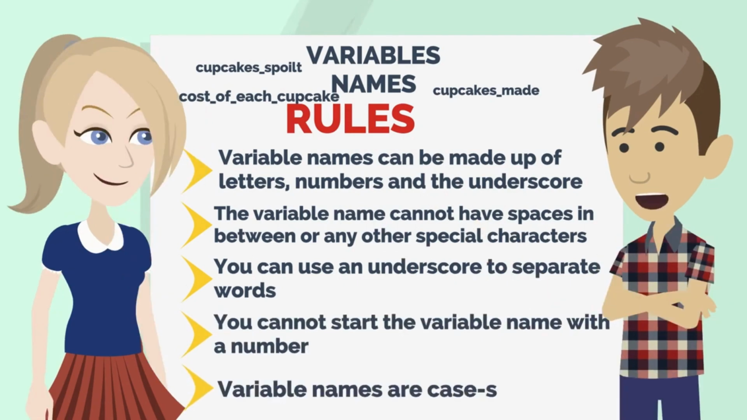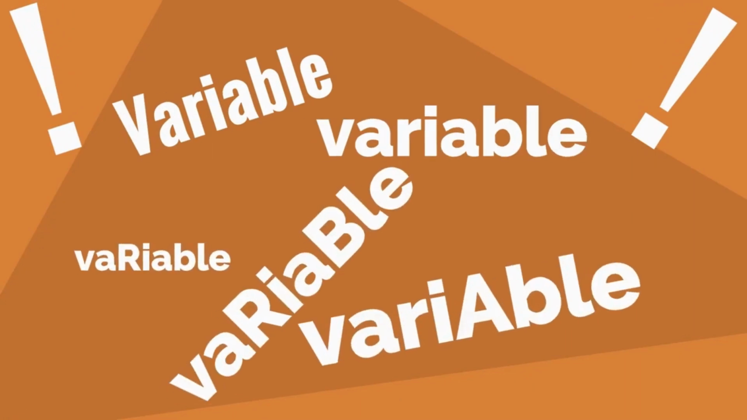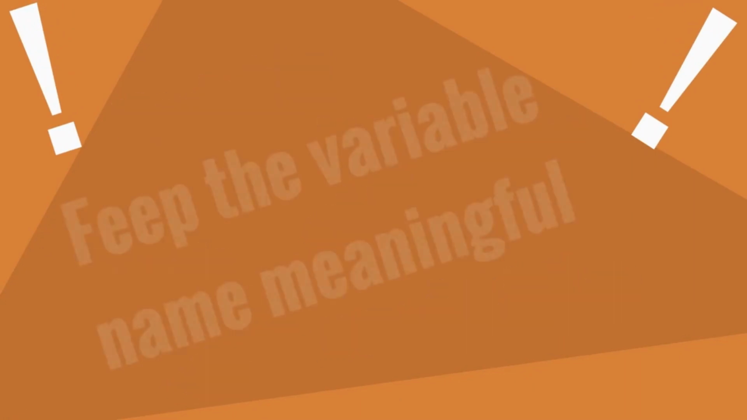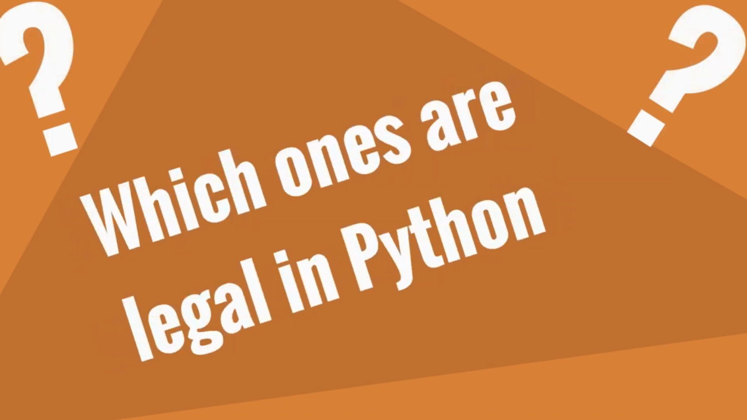Also, variable names are case sensitive, so make sure you're careful about which letters in the variable names are in capital. It's always a good idea to keep the variable name meaningful, so that you'll understand later on what the variable names represent. I'll give you a few variable names, and you tell me which ones are legal in Python.